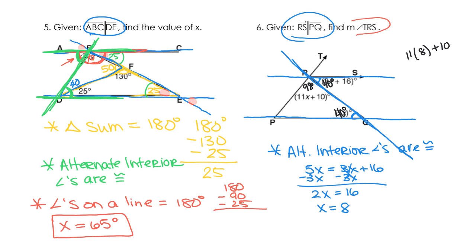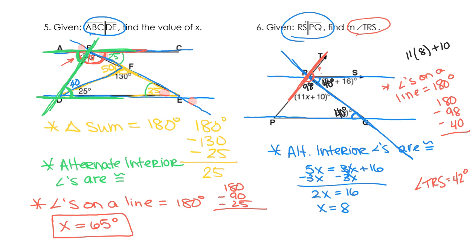And if you remember what they're asking for, angle TRS, which is this angle here. And if you notice that this is our line, and these are 3 angles next to each other on that line, and they have to add up to equal 180 degrees. So angles on a line equal 180 degrees. Take our 180, take away the 98, take away the 40, and we will have angle TRS left. And angle TRS should come out to equal 42 degrees.